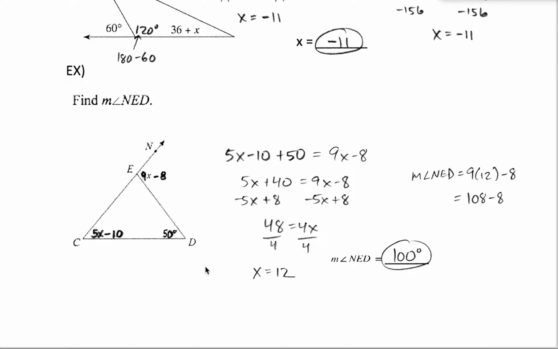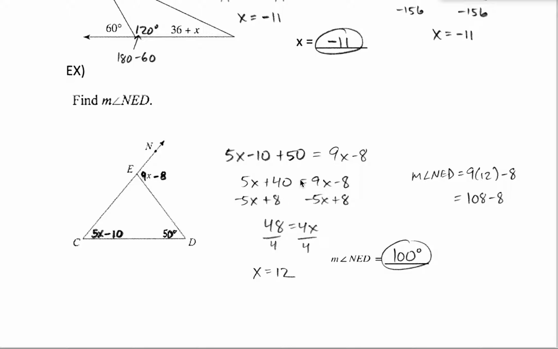All right, one last example here. This time we're going to solve for the measurement of angle NED. So first we're going to solve for x by using our exterior angle sum theorem. We know that these two angles are remote interior angles. Their sum is going to add up to and equal this exterior angle. So combine those like terms there and get 5x plus 40. Set it equal to your outside exterior angle. And now we can solve for x.